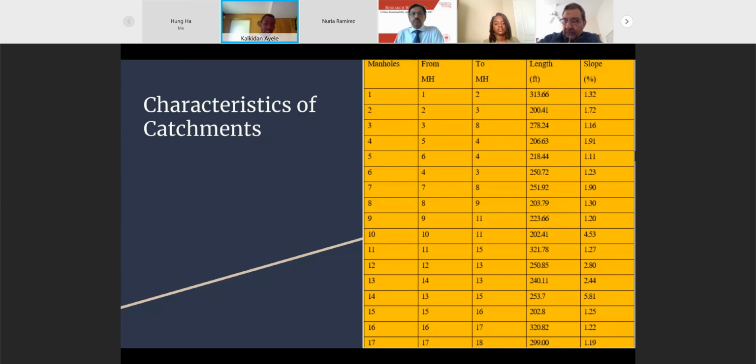Here are the catchment characteristics. In the catchment characteristics, we calculated the slope. It depends on the manhole elevation and the distance between them, which is the spacing between the manholes. Next slide, please.